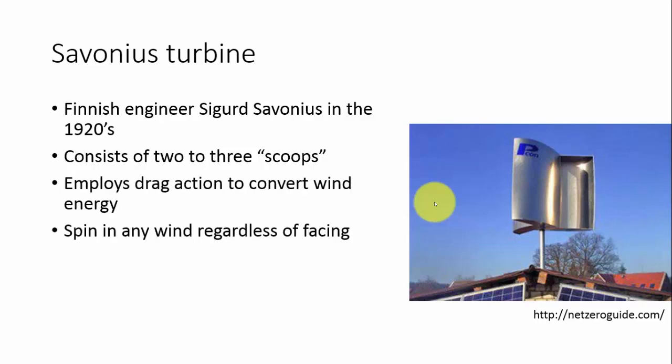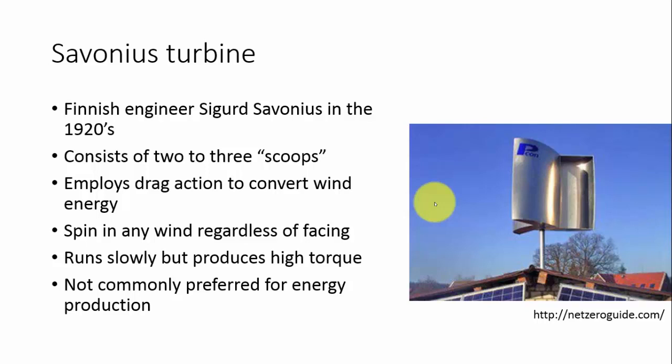The advantage of this type of turbine is it works in any type of wind regardless of the direction. We need not face this turbine towards any direction in order to capture the wind properly. It can absorb the wind from any direction. That is an advantage, and it runs slowly compared to the other turbines, but it produces high torque because it is a drag type of turbine. It carries much torque, and it works at very low speeds. This is not commonly preferred for energy production in commercial settings, or in households. This is a rarely used turbine.